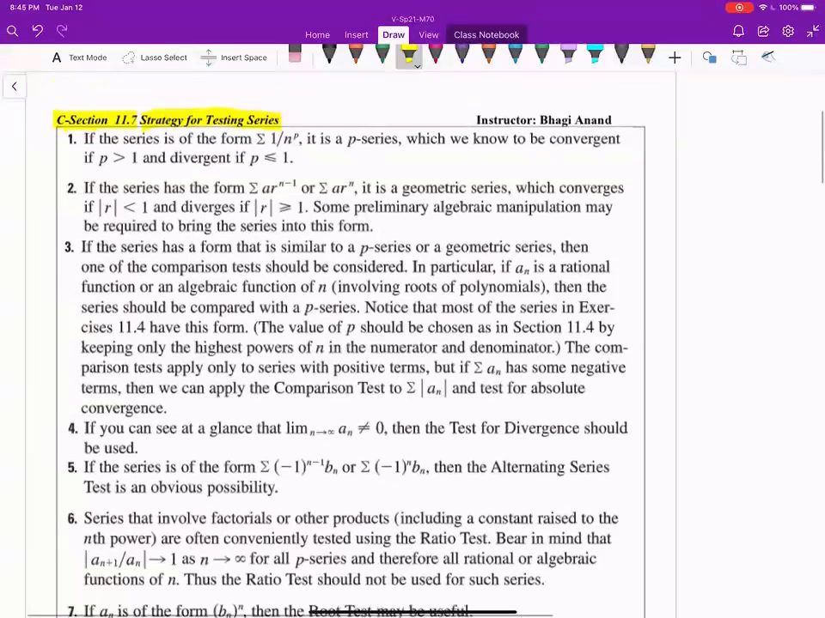So, if the series is of the form sigma 1 over n to the p, which is a p-series, we know it converges when p is more than 1 and diverges when p is less than or equal to 1. If it is geometric, then it converges when the absolute value of the common ratio is less than 1 and diverges when the absolute value of the common ratio is more than or equal to 1.